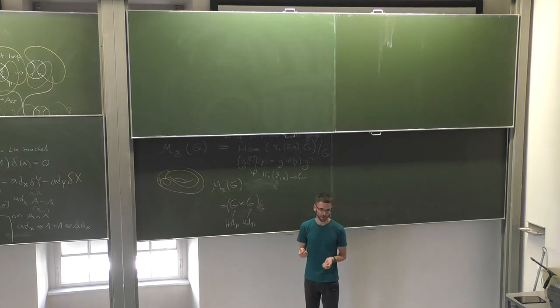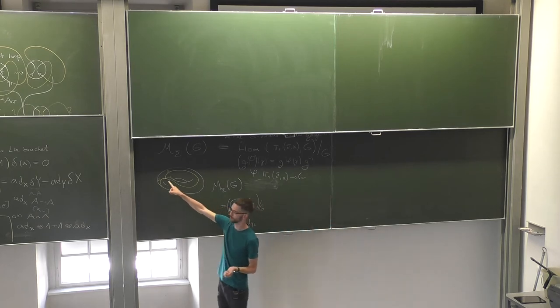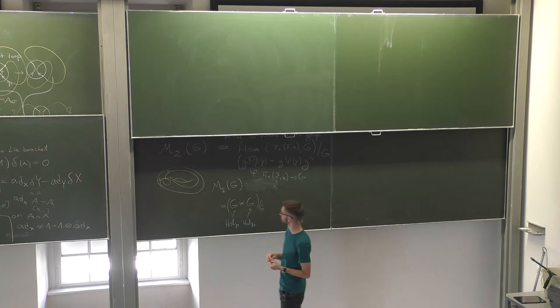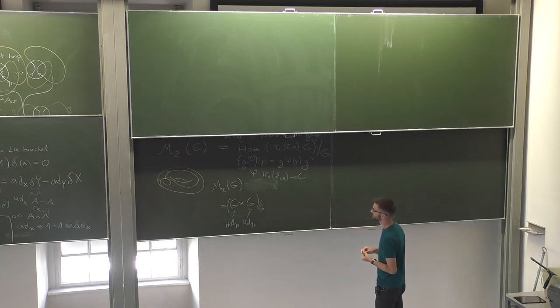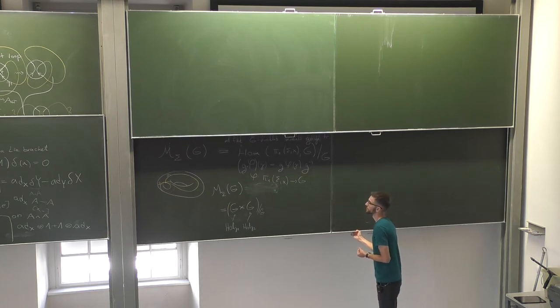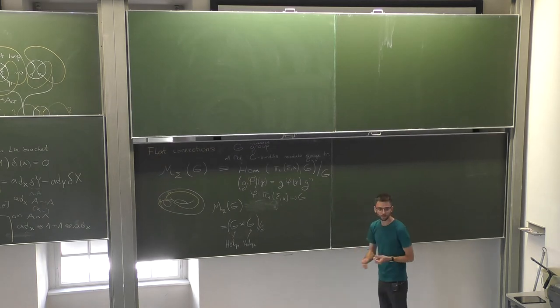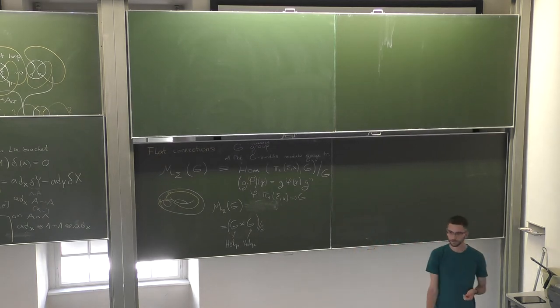But these holonomies are only defined up to gauge transformations. Up to conjugation at this point, which is the gauge transformation. Yeah, so conjugation, you mean deforming the path?